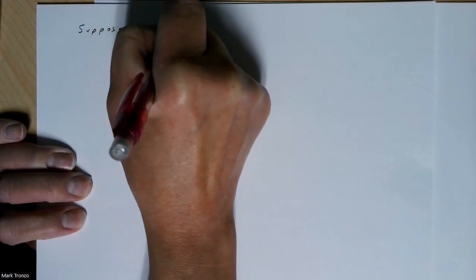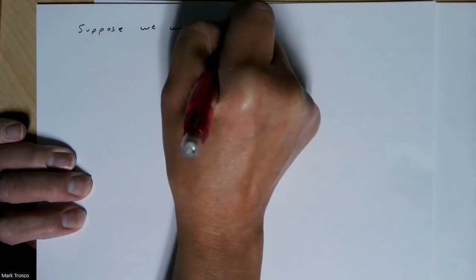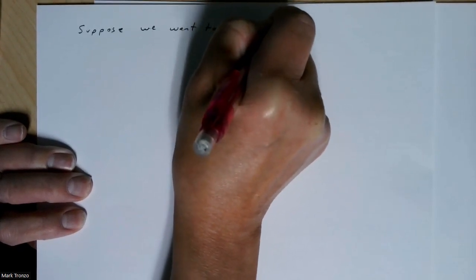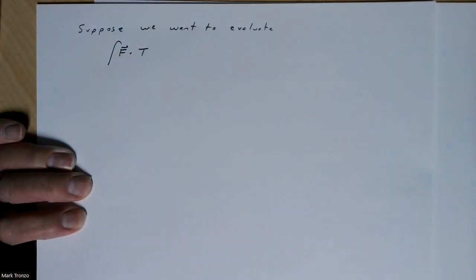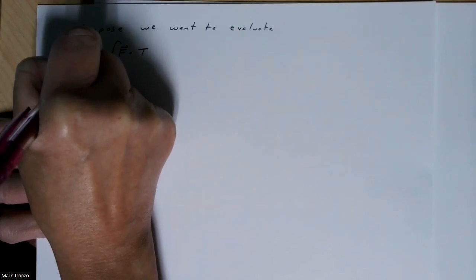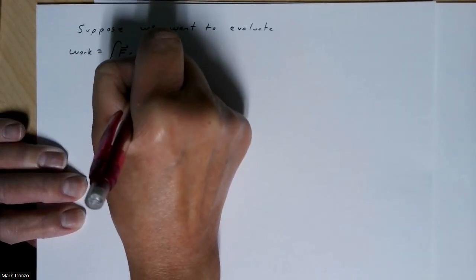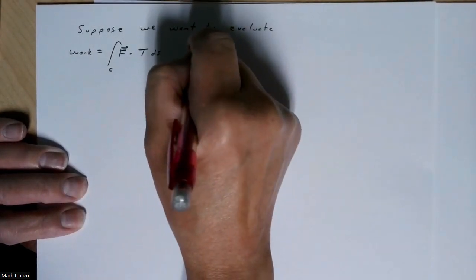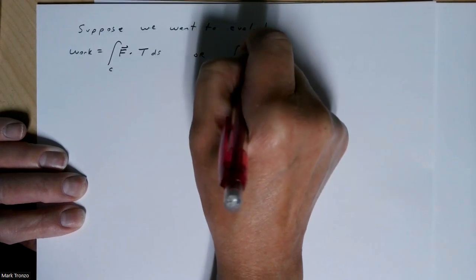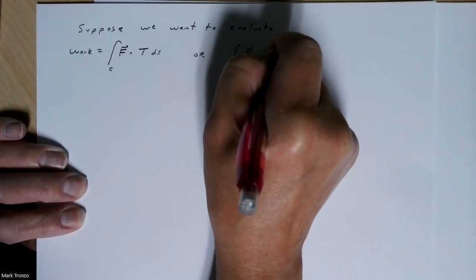So suppose we want to evaluate, say, this, which again would be like work over some curve C. Or let's suppose we wanted to evaluate this over some curve C.